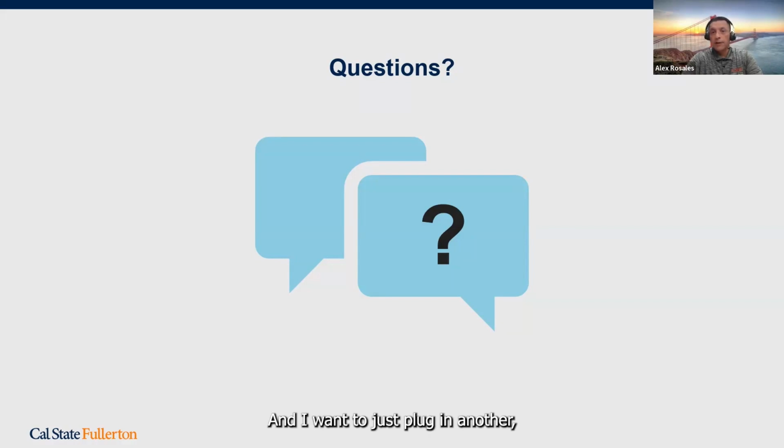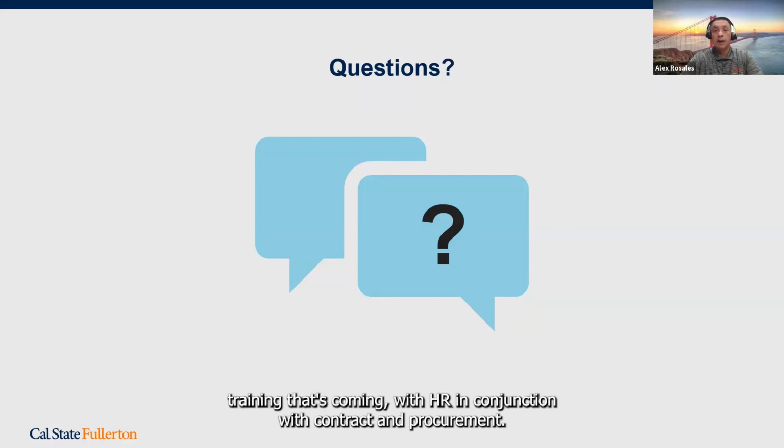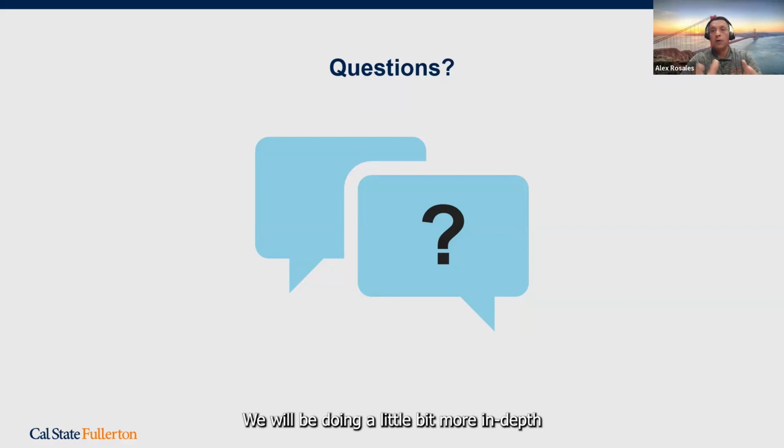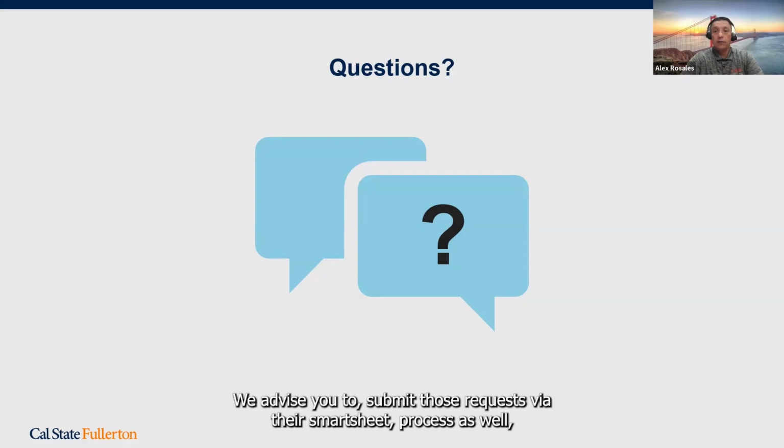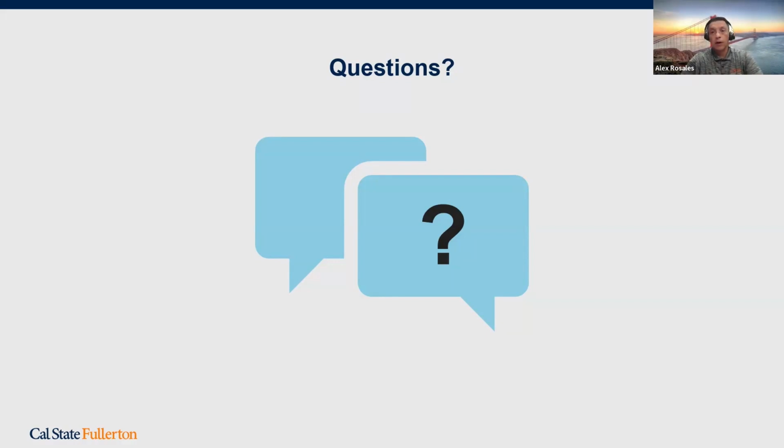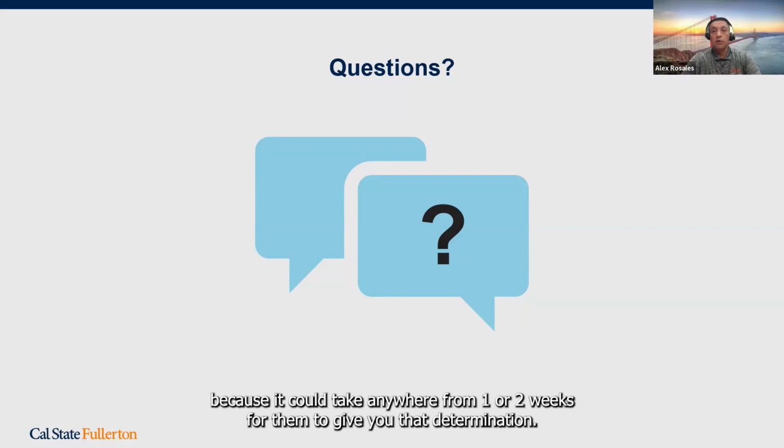And I want to just plug another training that's coming with HRIE in conjunction with contracts and procurement. We will be doing a little bit more in-depth training with regards to the independent contractor determination process. We advise you to submit those requests via their Smartsheet process as well, because it could take anywhere from 1 to 2 weeks for them to give you that determination.